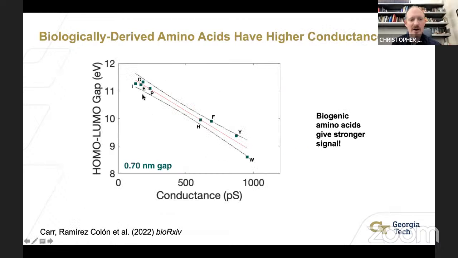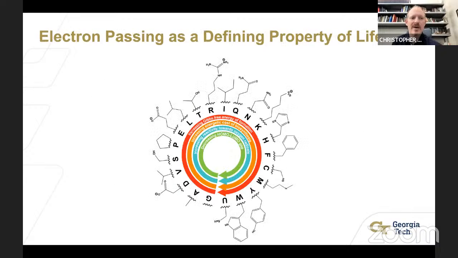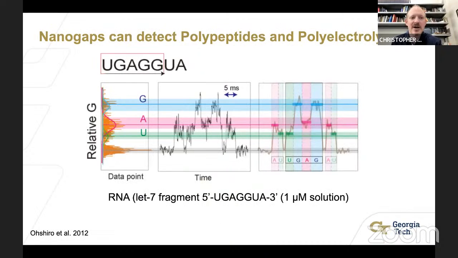Indeed, what we also found is that those low HOMO-LUMO gap amino acids have higher conductance. So this means that the nanogap is basically going to give us the best signals for the amino acids that are biogenic. This led to us proposing as a defining property of life, improved electron passing, or life as a semiconductor, where life needs to control the flow of electrons. I think, by the way, in addition to this, we can detect polypeptides and polyelectrolytes.